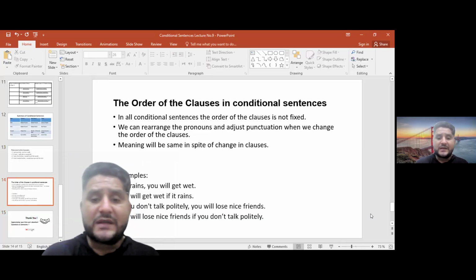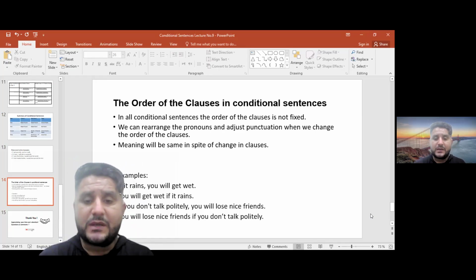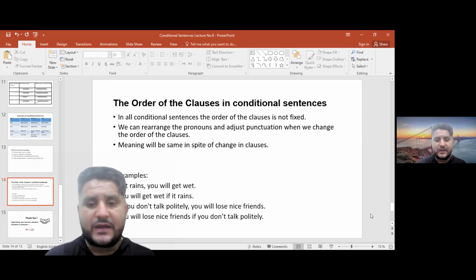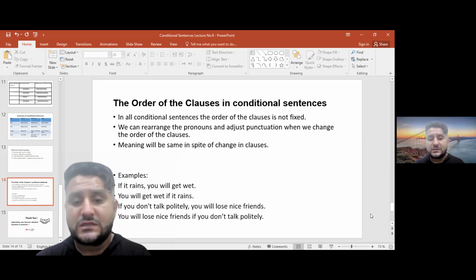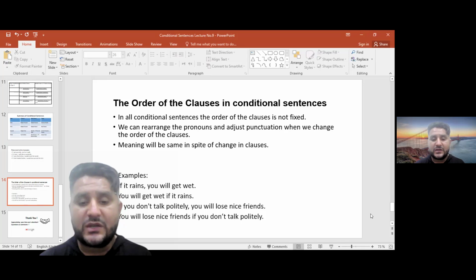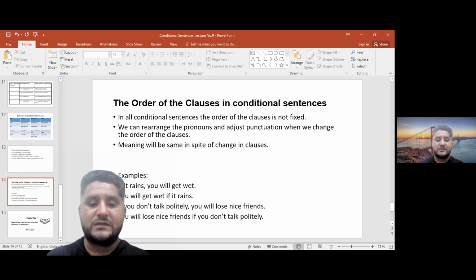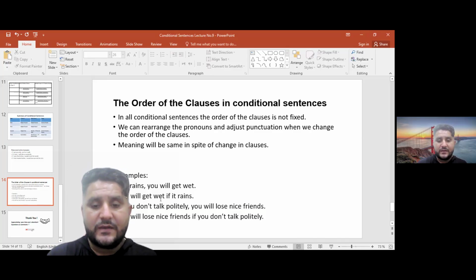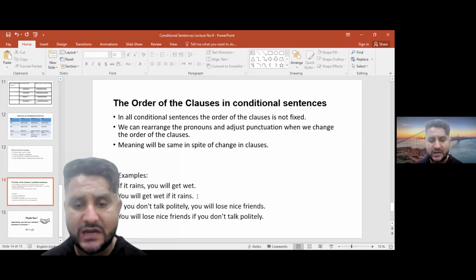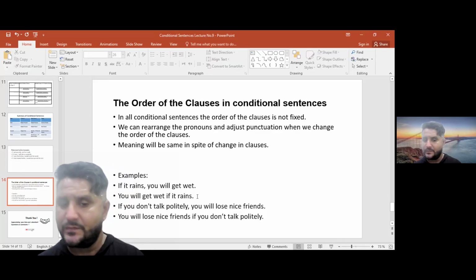Further, no matter which clause occurs first. For example, you can put the main clause in the beginning and the if clause in the final position, no issue. The meaning would be the same. You just have to change the punctuation, and keep in view the change of pronoun, as these examples indicate. Like, if it rains, you will get wet. Now the main clause is in the beginning: you will get wet if it rains. The punctuation has now been terminated after the main clause. So keep this change in your view. The meaning is the same: if it rains, you will get wet; you will get wet if it rains.